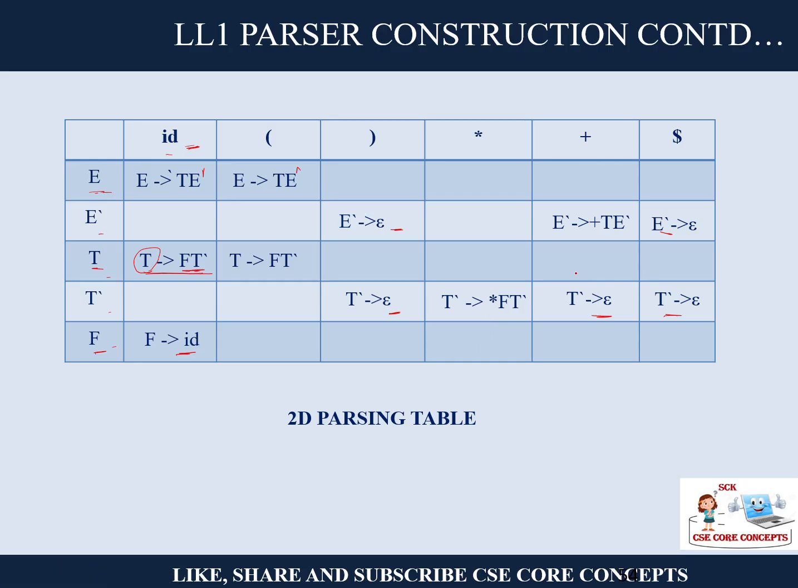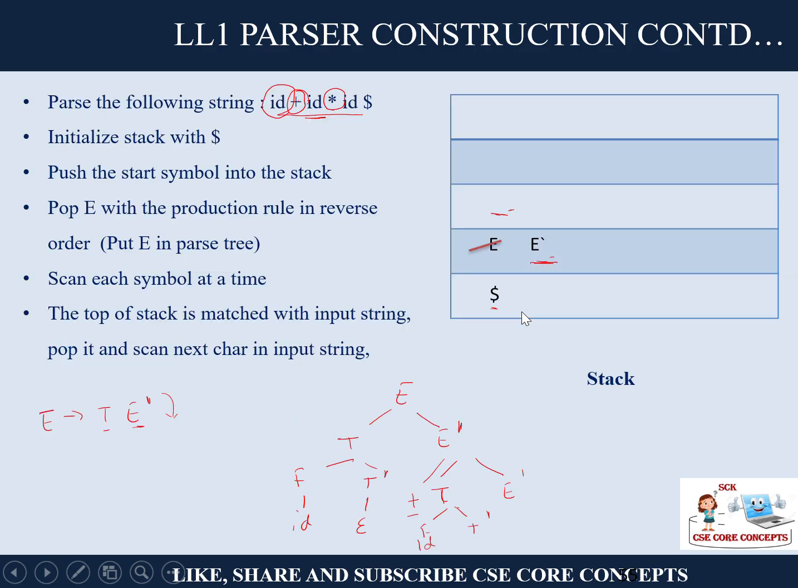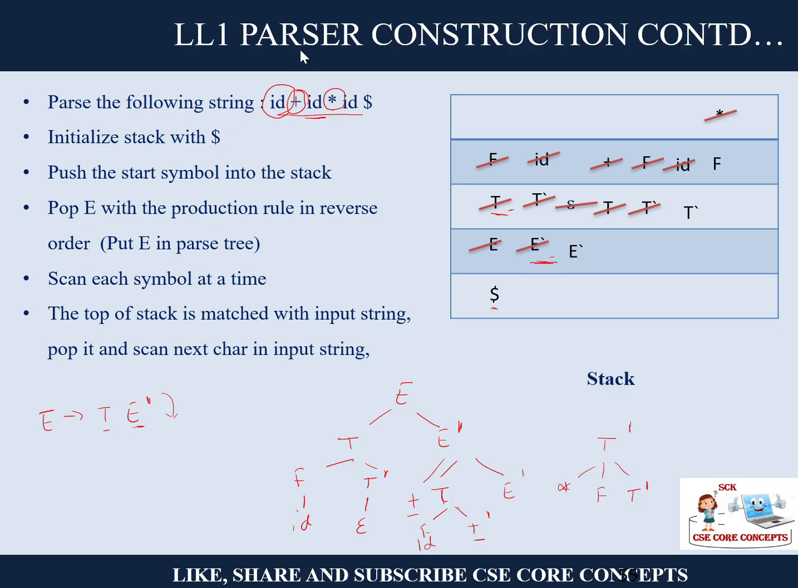So we can derive star from T dash. So what is the formula? Star F T dash. So instead of just making it epsilon, we will say star F T dash. So this T dash, I am exploring it here. This T dash will now be star F T dash. So star you can pop out. So this symbol is done. Now your next symbol is ID. So from F you get ID. We have already seen, from F we can get ID. Our string is over. So now I can say T dash is nothing but our epsilon.